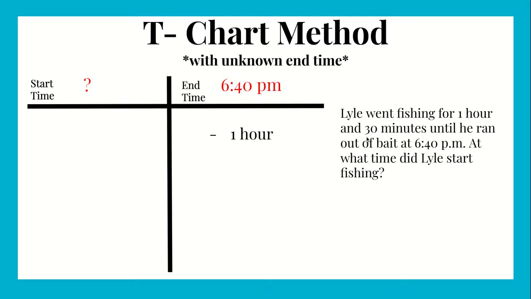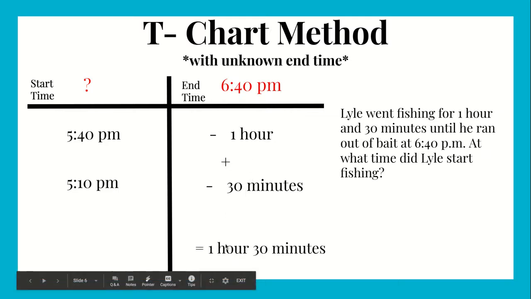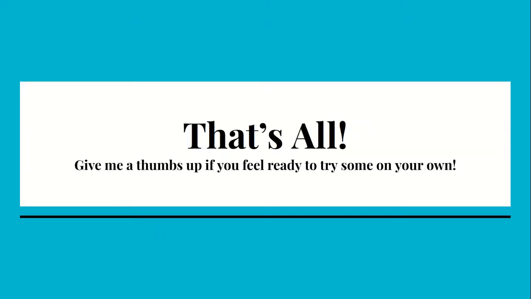So he went for an hour and 30 minutes. I'm going to go back 1 hour. So if I take away an hour from this time, I'm going to be at 5:40. And now I need to take away 30 minutes. So I'm going to go backwards 30 minutes, not forward, backwards 30 minutes. I'm going to take away from 5:40, and it's going to be 5:10. So now if I look on this side, I definitely have my hour and 30 minutes that I needed to go backwards. And what time did I end at? I ended at 5:10. So he started fishing at 5:10.